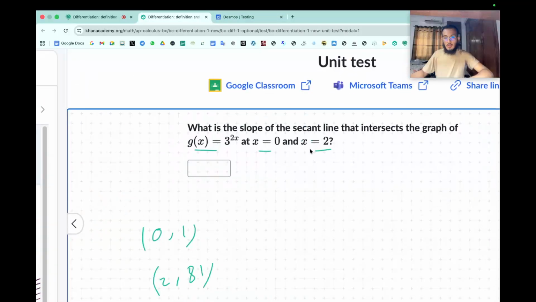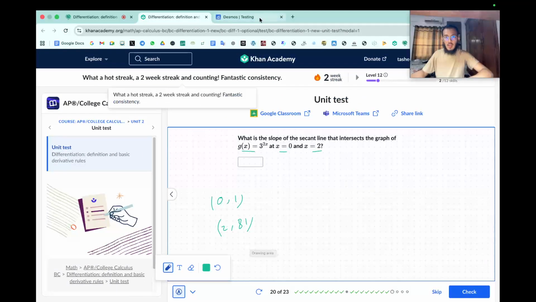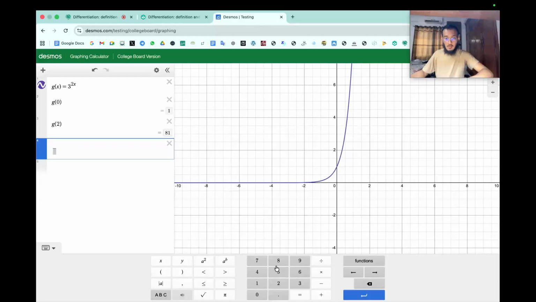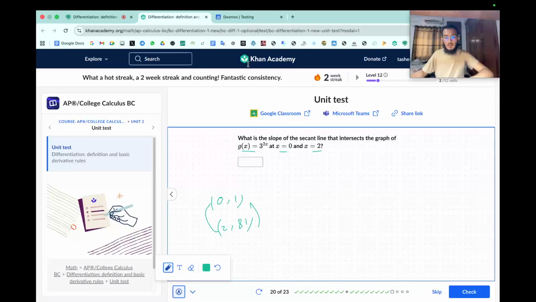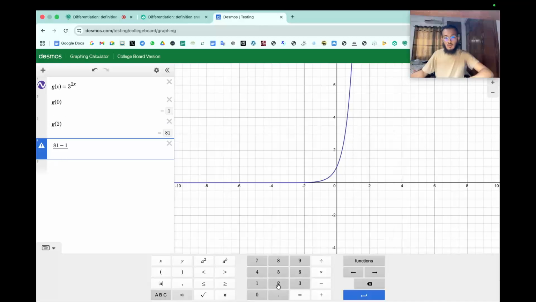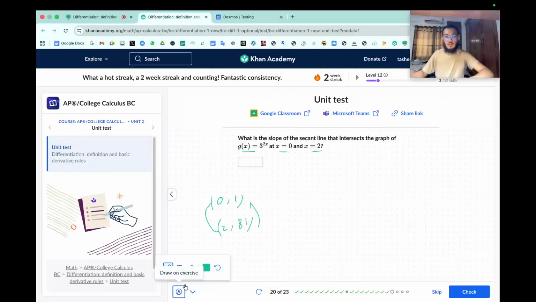Now all you have to do is find the slope. So it's y2 minus y1, 81 minus 1 is 80. y2 minus y1 over x2 minus x1, 2 minus 0 is just 2, so it's 40. So what is the slope? It is 40.